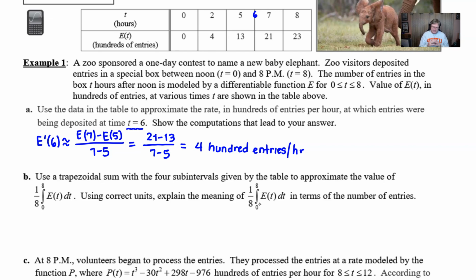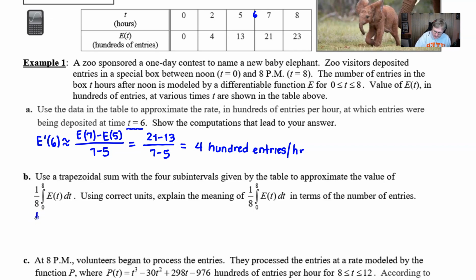Using correct units, explain the meaning of 1/8 integral E of t from 0 to 8 in terms of the number of entries. So there's two tasks that we need to do with this particular problem. The first of which takes us back a couple of units to the beginning of Unit 6 with our Riemann sum approach, and we're going to use the trapezoidal sum.